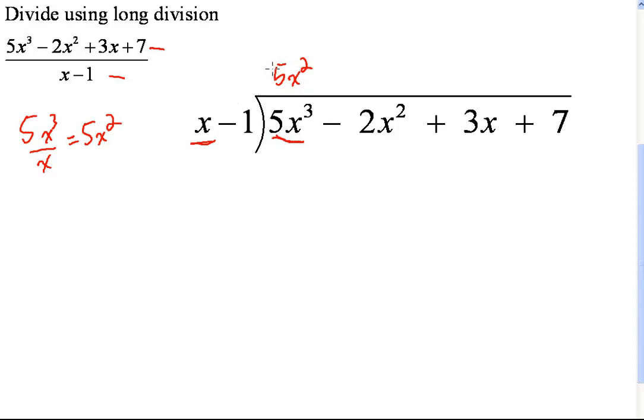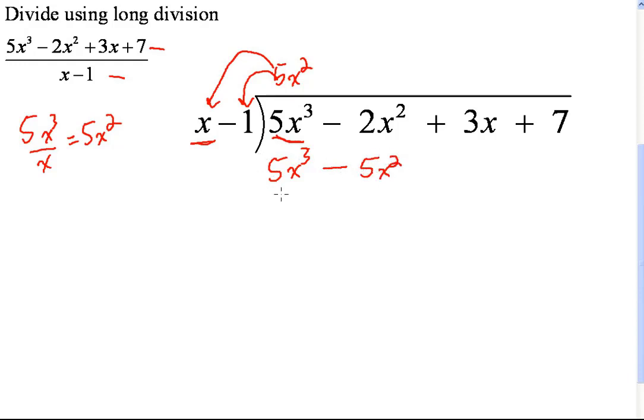So the next thing I'll do is I'll take the 5x squared and I'll distribute it. I'll do 5x squared times x, which is 5x cubed, and notice how those match up. That's how we plan this. And then we'll do 5x squared times negative 1 as a distributive property, so that'll make this minus 5x squared.